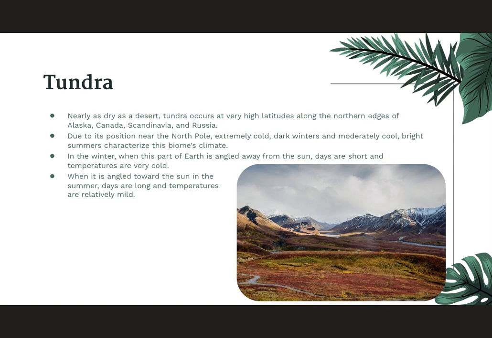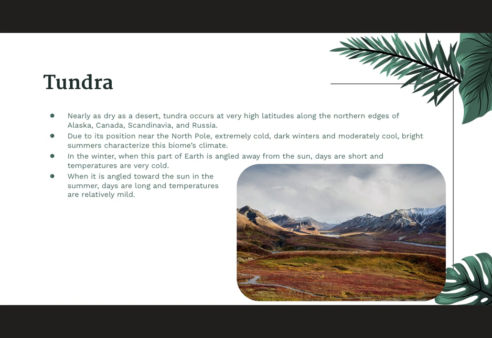All right, our next biome is known as the tundra. So again, we're staying in the cold areas. Nearly as dry as a desert, tundra occur at a very high altitude along the northern edges of Alaska, Canada, Scandinavia, and Russia. Due to its position near the North Pole, it is extremely cold, and dark winters and moderately cool, bright summers characterize this biome's climate.